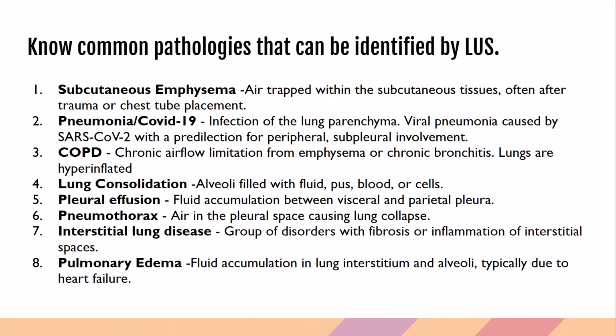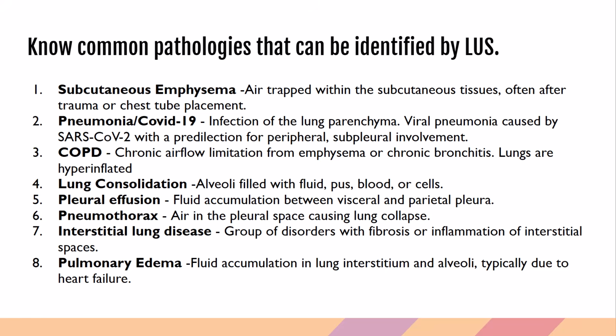Before we get into the artifacts, I do want to cover quickly some of the more common pathologies that can be identified by lung ultrasound. Number one, we've got subcutaneous emphysema. This is air trapped within the subcutaneous tissue, often after trauma or chest tube placement. We can also identify pneumonia, a lot of times as a response to COVID-19. Pneumonia itself is just an infection of the lung parenchyma, where COVID-19 is a viral pneumonia caused by SARS-CoV-2 with a predilection for peripheral subpleural involvement.